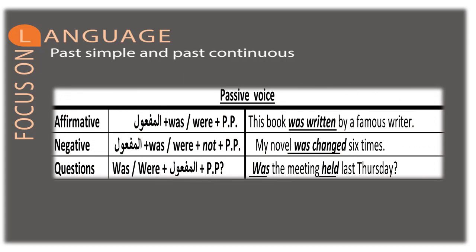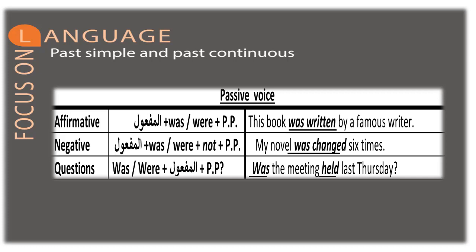طبعا ال past simple can be used in passive voice. كان استخدام كمفعول. وهنا في برضو ال three forms affirmative, إثبات, negative, نفي and questions والسؤال. في حالة affirmative we use here we start with object. We don't use subject here. We use object plus was or were plus past participle or الفعل الثالث.